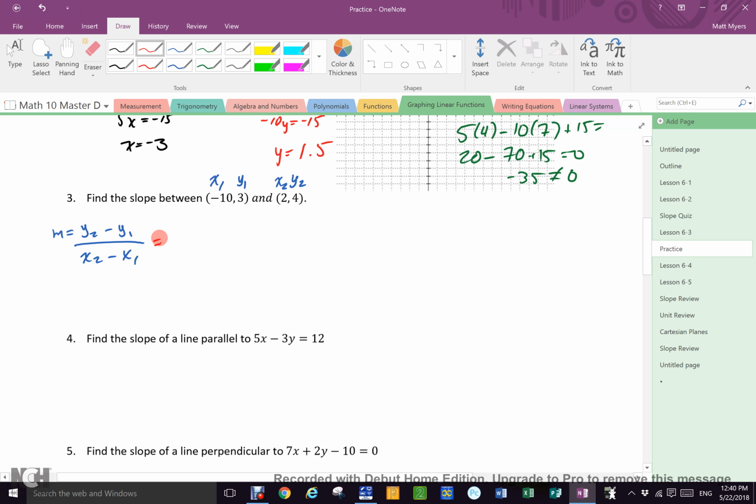Notice once again, we are simply substituting values that we know that are all what? X's and Y's. That's all we're doing. 4 minus 3 over 2 minus what? Minus 10. Negative 10. Hey, Eric, what's 2 minus negative 10? 12.